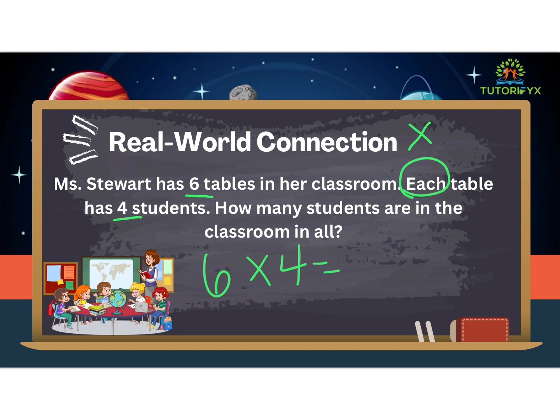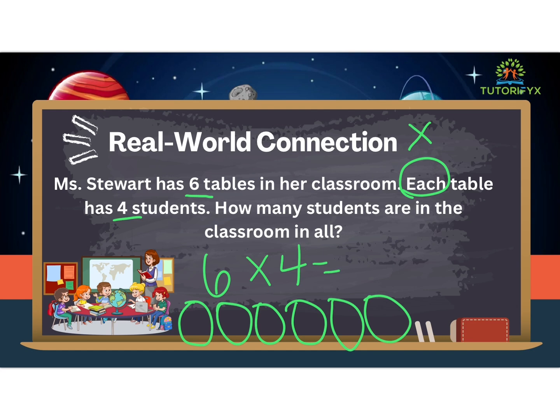I can use the array strategy to help me, or I can use the equal group strategy. I think my favorite so far might be the equal group strategy, just because I like doing all the circles. So I'm going to do 6 circles. 1, 2, 3, 4, 5, 6. Feel free to solve it with the array strategy if that's your favorite. Either way, it'll give you the same answer.